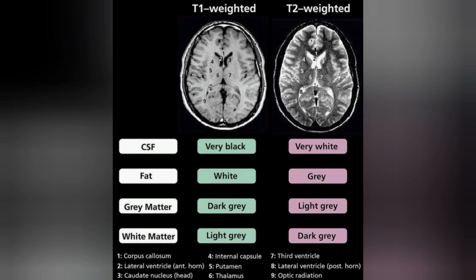Regarding the tissue, fat is bright in T1 and T2. Bone cortex is dark in T1 and T2. Muscle is gray in T1 and T2. Tendon and ligaments are dark in T1 and T2. Fibrocartilage is also dark in T1 and T2. Hyaline cartilage is gray in T1 and T2.